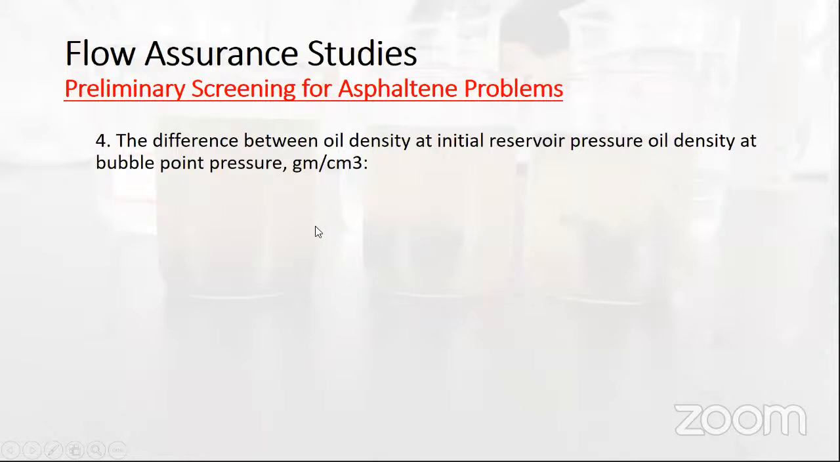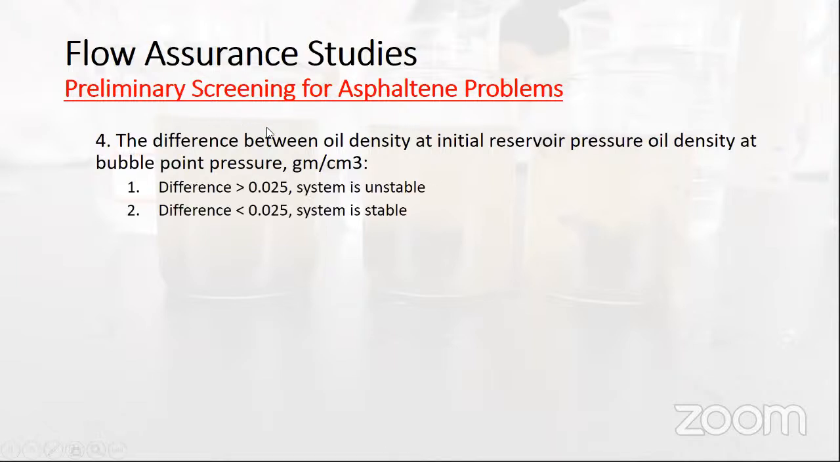Finally, this method was introduced by Schlumberger. It is about the difference between the oil density at the initial reservoir pressure and the oil density at the bubble point, in gram per cubic centimeter. If the difference is more than 0.025, this system is unstable for the asphaltene deposition, and we will have some problems associated with asphaltene deposition. If the difference is less than 0.025, we won't have any problems due to asphaltene.